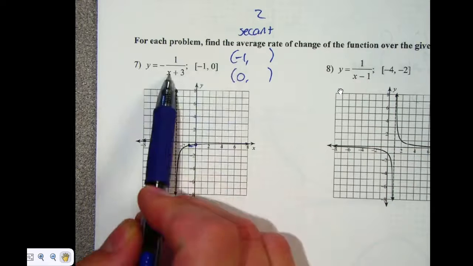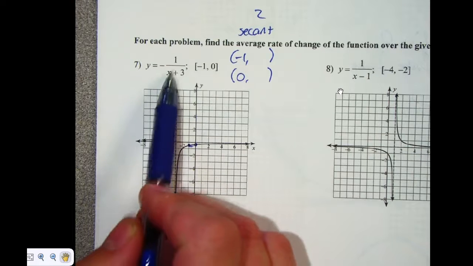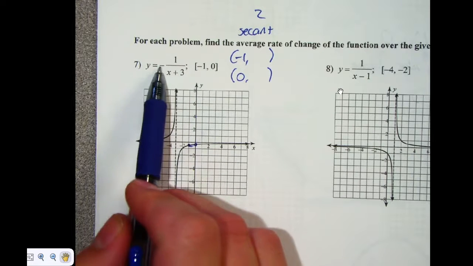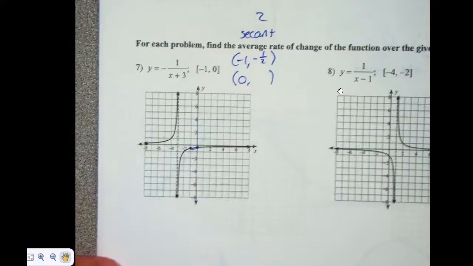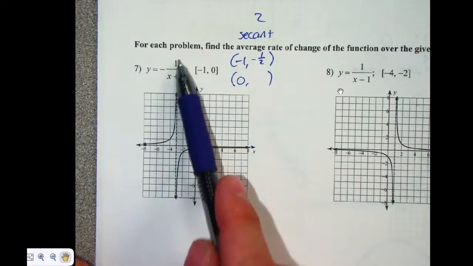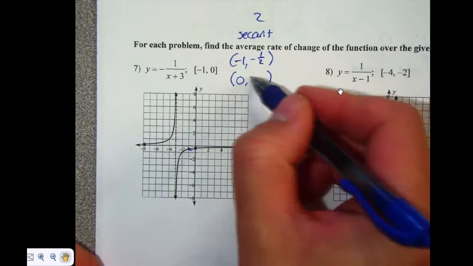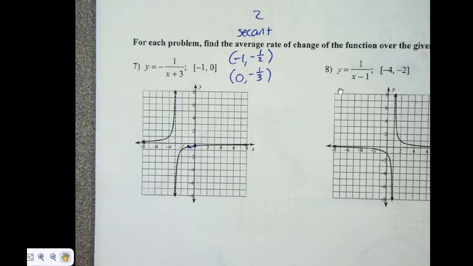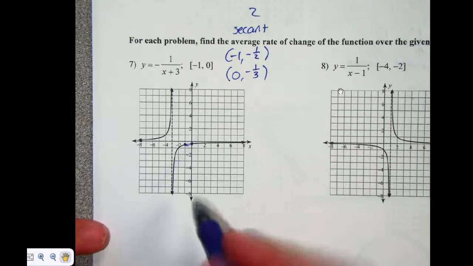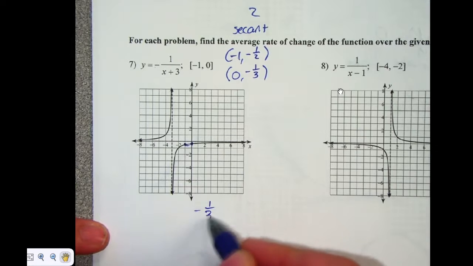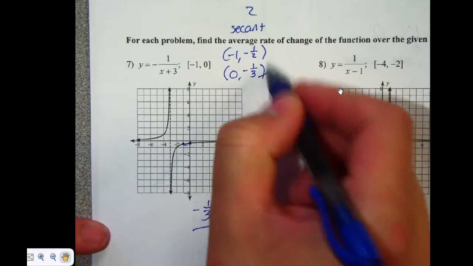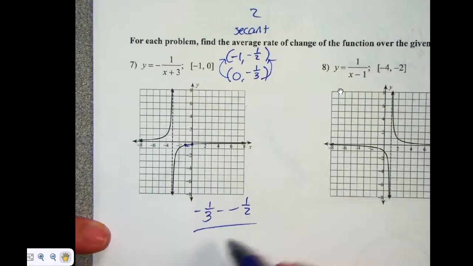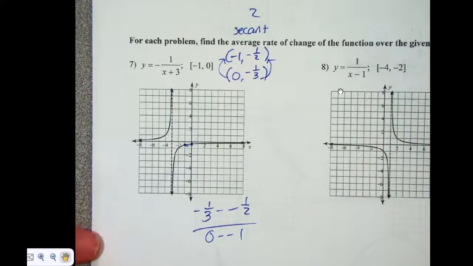So I'm going to plug -1 in. That'll give me 1/2, but then there's this negative sign out here. So -1/2. If I plug 0 in, I get 1/3, but I still have the negative sign on, so -1/3. And the slope becomes a little bit of a pain because I have those fractions. -1/3 minus -1/2. So I'm doing the bottom minus the top, over 0 minus -1.